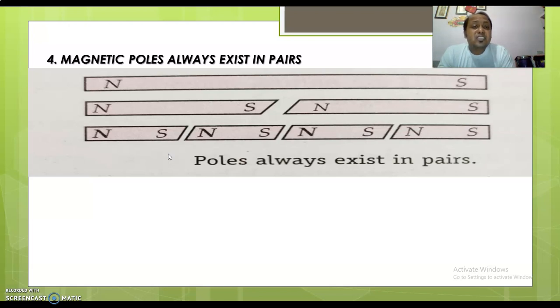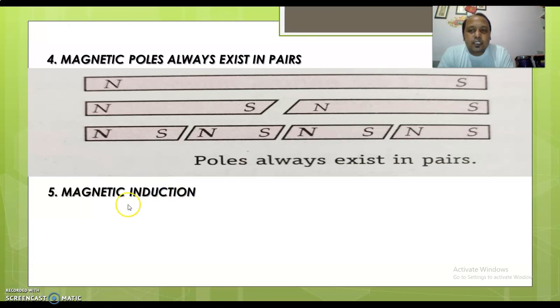They always exist in pairs. If there is a north pole, you will find a south pole also. If there is a south pole, then in the same magnet you will have a north pole also. Okay? So always remember that poles always exist in pairs. You cannot have a single north or single south separately. Okay? So these are the properties.